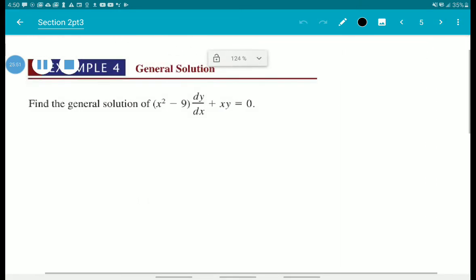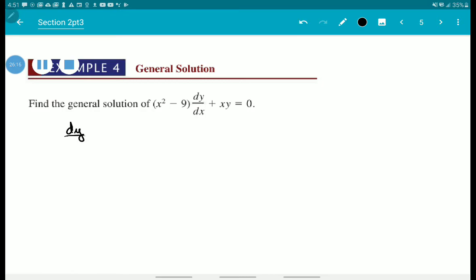Let's look at another one. This is where you may want to pause the video and try this one yourself. So for this one, our first step is to divide everything by x squared minus 9. Put this in that proper form.